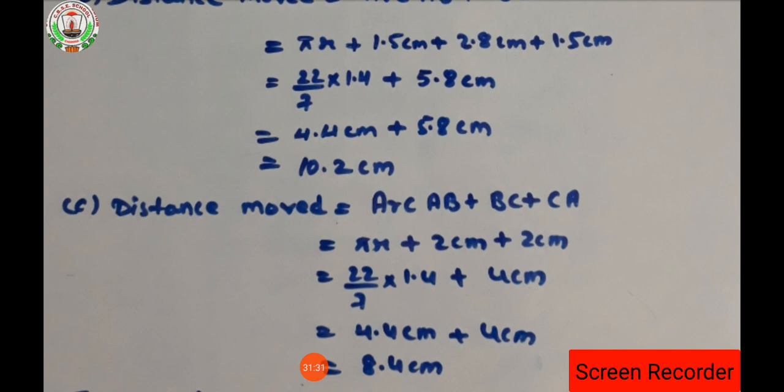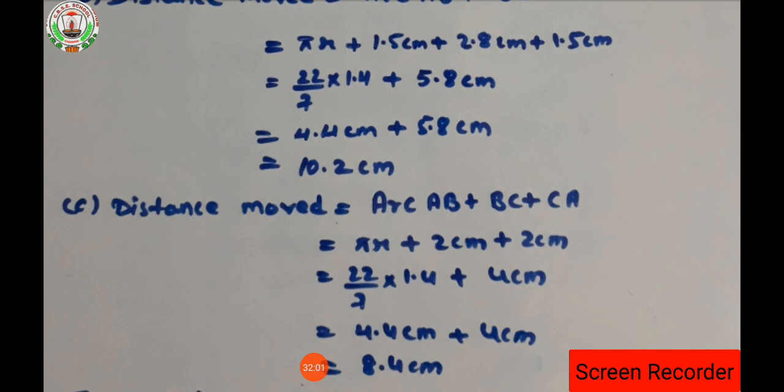Then the last part, part C, distance moved, arc AB plus BC plus CA. The arc, as we know, is a semicircle, so pi r, and BC is 2 centimeter given in the figure, CA is also 2 centimeter given in the figure. Then 22/7 into 1.4, while solving we get 4.4 centimeter, plus 2 centimeter plus 2 centimeter will be 4 centimeter. So 4.4 plus 4 centimeter will be 8.4 centimeter.